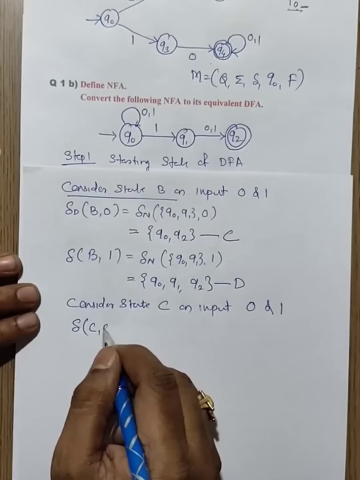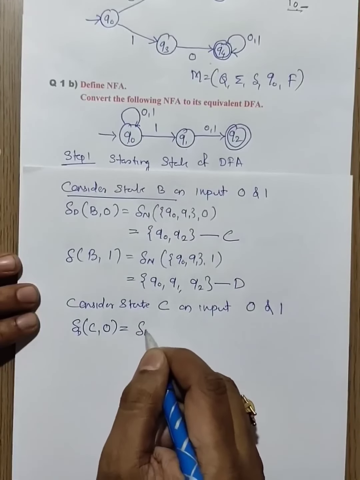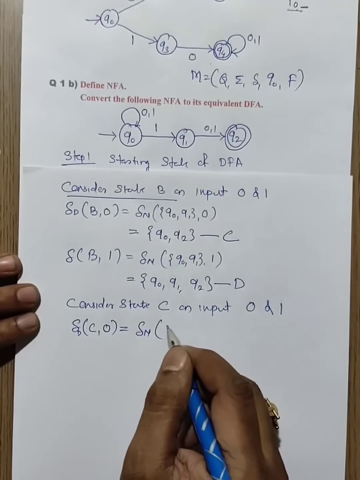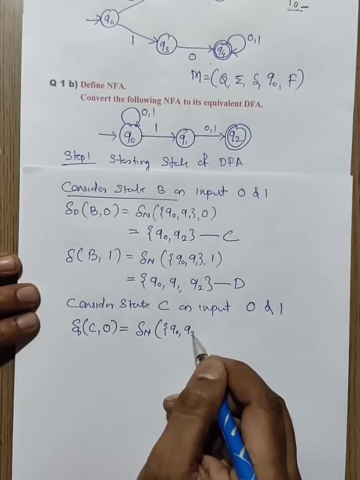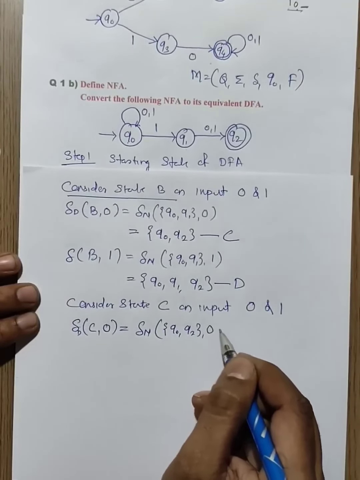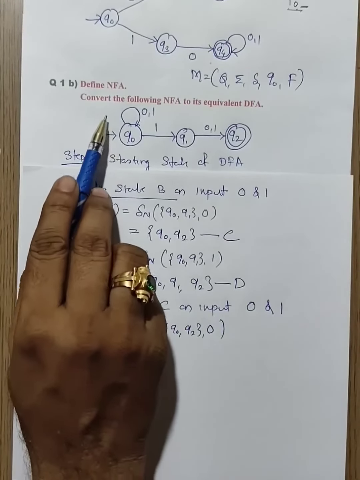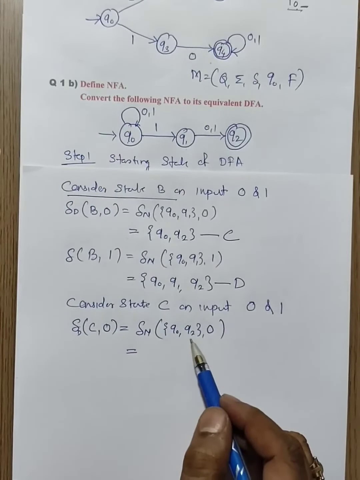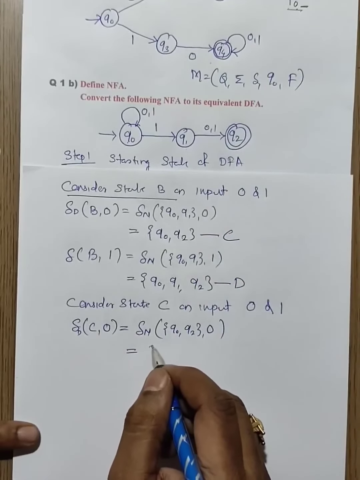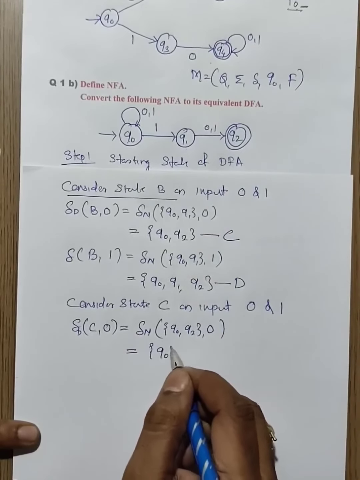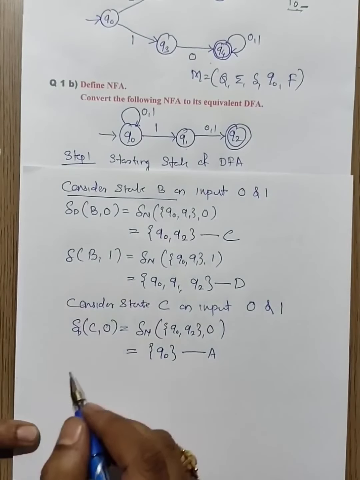C on 0, DFA transitions: delta of C on 0. What is C? Q0, Q2 on 0. Q0 on 0 gives Q0, and Q2 on 0 has no transition. Fine, for this we can write directly Q0. Q0 means this state is repeated, A.